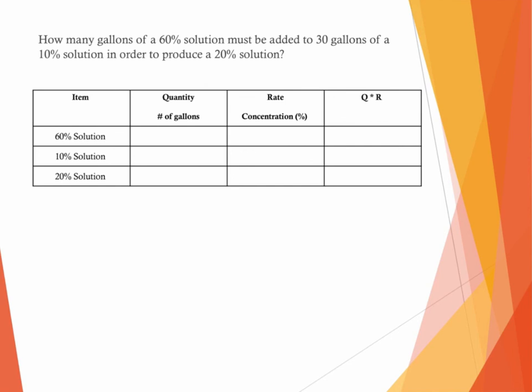My quantity is the number of gallons, so how many gallons are being added. My concentration is going to be my rate. It's the percentage of the solution. Now, they don't tell us what type of solution. It could be an antifreeze solution. It could be a salt solution. So we're looking for how many gallons of the 60% solution. So that's my X. And the concentration, when we have percents, we always want to write it as a decimal.